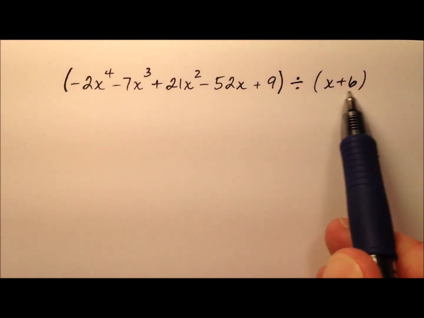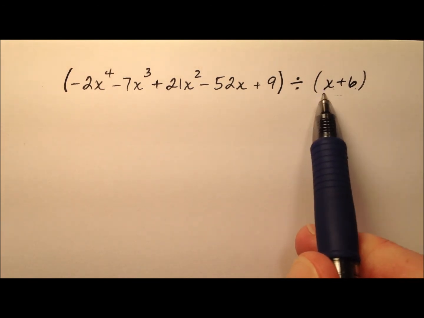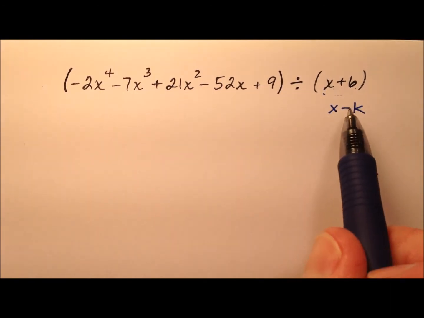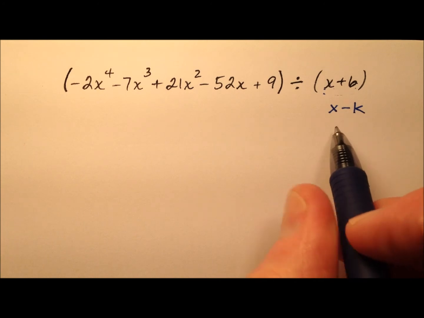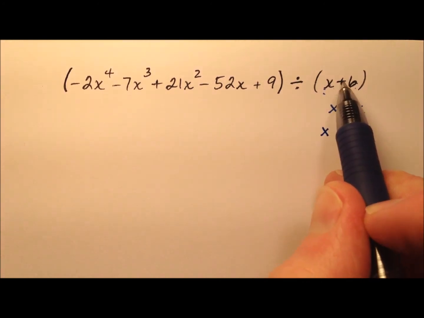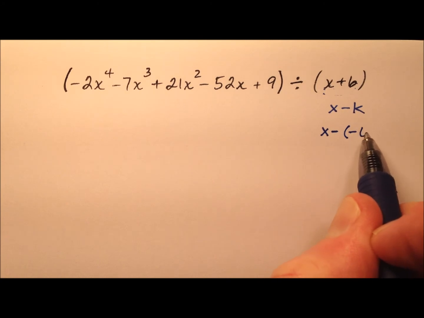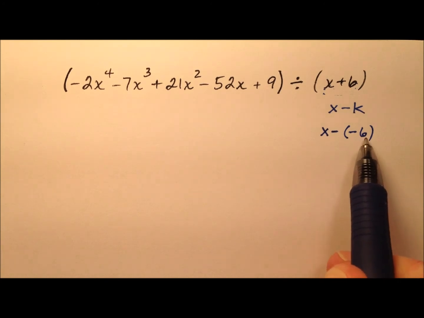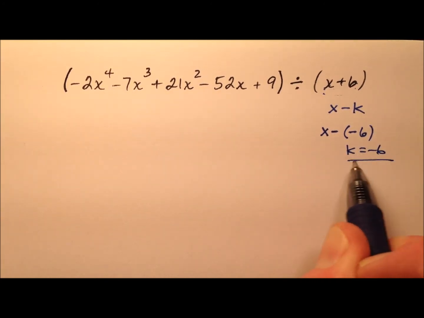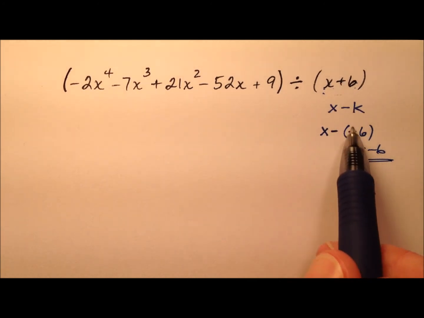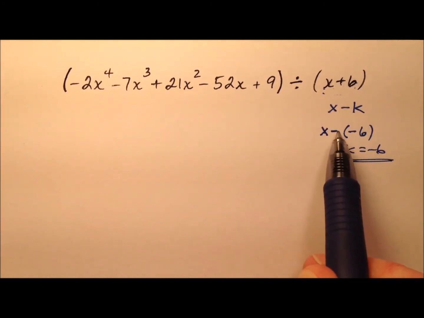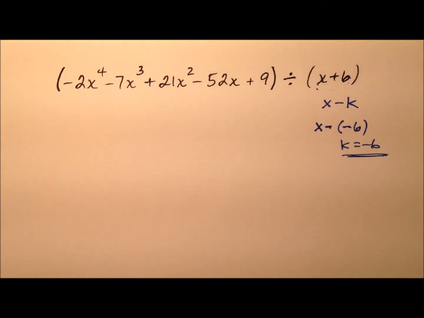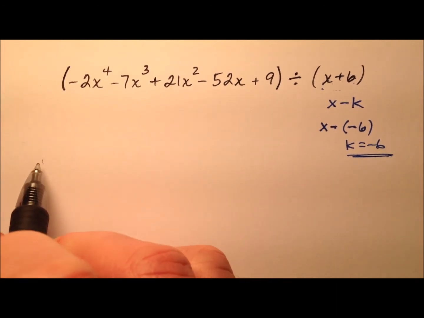So notice here that our divisor, again, is a linear binomial, and we need this to be in the form x minus k so I can get my k value. Well, it looks like this is x plus 6, so to force it to be in this form, we'll have to turn this addition sign into double negatives here. So now I can say it's x minus a negative 6, and that means our k value then is negative 6. Okay, so see how we kind of broke that down from that x plus 6 to x minus a negative 6. So our k value then is negative 6. Okay, so let's go ahead and bring that negative 6 out here then.